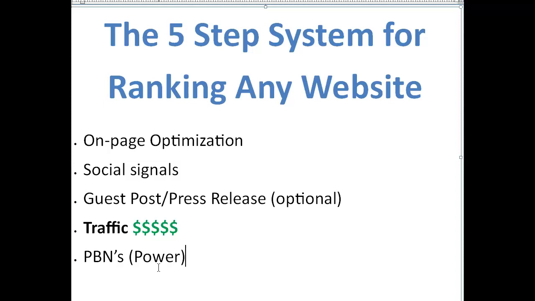So typically, I don't like to use PBNs until I get to page 2 or 3. Right. So when I get to page 2 or 3, I'll purchase 5 to 10 PBNs, and that will typically push me over the edge to get to page 1. And the whole time I am still getting traffic. All right. So that's the 5-step system for ranking any website in Google.